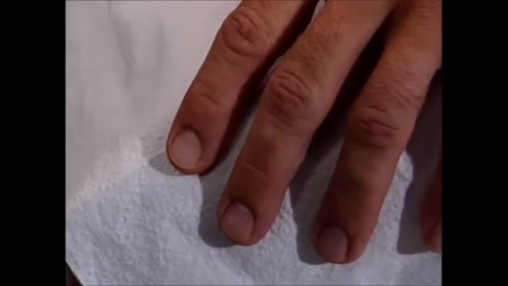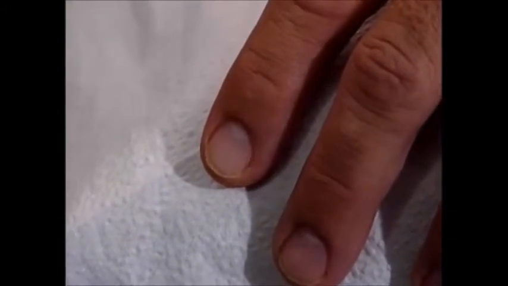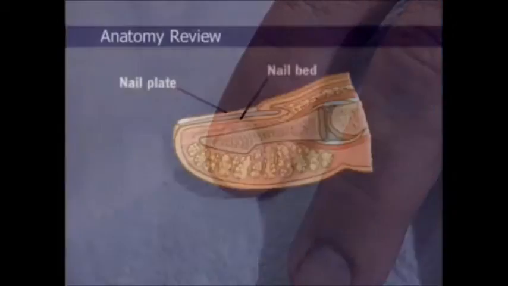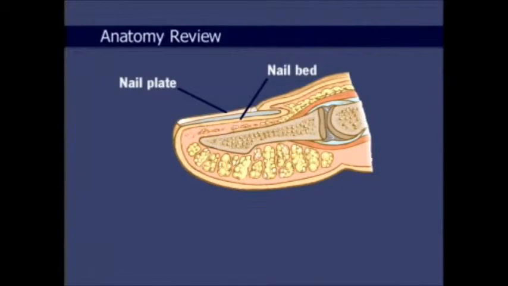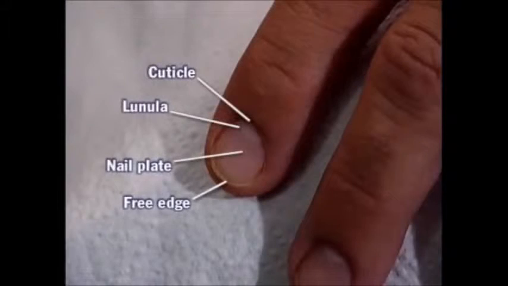Nails protect the distal ends of the fingers and toes. The firm, rectangular, and usually curving nail plate gets its pink color from the vascular nail bed to which the plate is firmly attached. Note the whitish moon or lunula and the free edge of the nail plate.